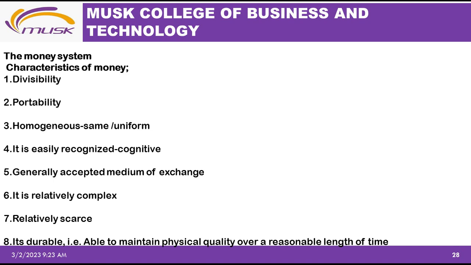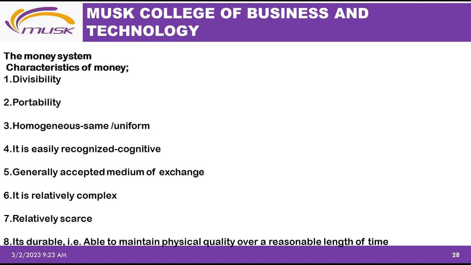Then the other one is homogeneous. By that we mean that it is the same or uniform. Then we also say that it is easily recognized or cognizable. So money can always be easily recognized. And the other one is that it is generally accepted as a medium of exchange. It is also relatively difficult to find, and also scarcity. It is relatively scarce. It is not readily available. You have to work to have it.